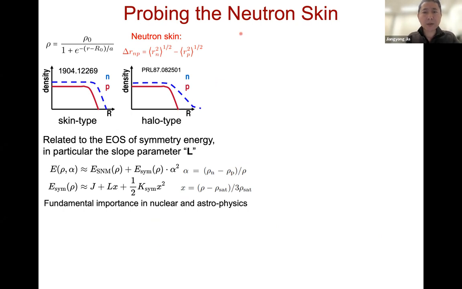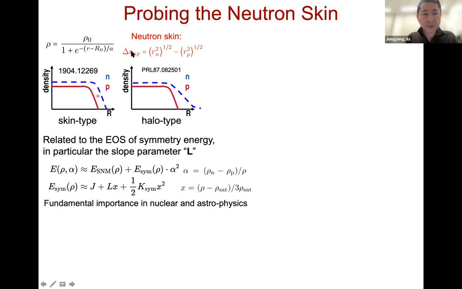Okay, what is neutron skin? Neutron skin means if you take a Woods-Saxon geometry, the parameters, both the radius and the diffuseness, are different for neutron and proton. If the neutron number and the proton number are the same, they are very close. They were almost the same. But if you have a neutron excess, of course the radius will become bigger and the diffuseness will also be different.